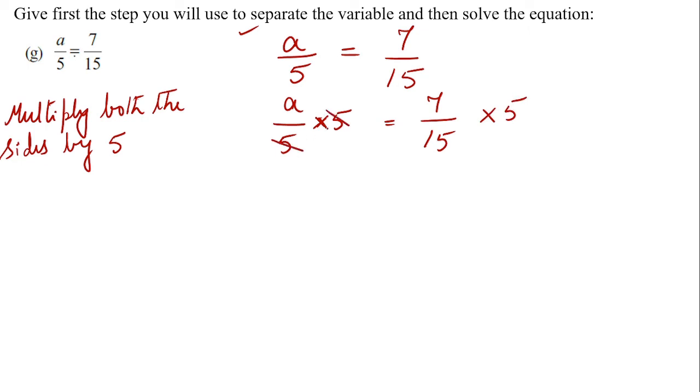5 and 5 gets cancelled. So what remains is A. 5 ones are 5, 5 threes are 15. So 7 ones are 7 divided by 3. A is equal to 7 divided by 3.